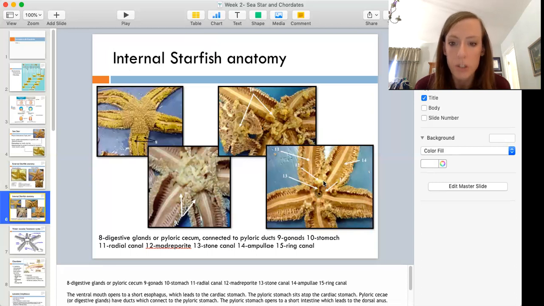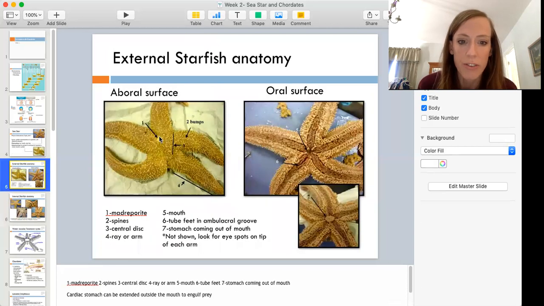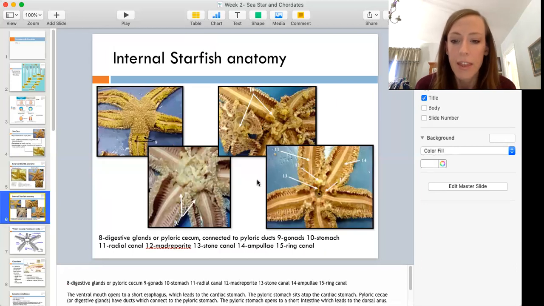The water vascular system we're going to look at on the next slide as well, but I'll mention it so you can see it here. If you remove the stomach and the digestive glands and the gonads, you'll see the madreporite, which we looked at on the last slide as well. That's the entrance to the water vascular system. It is connected through a small tube shown here called the stone canal to the ring canal, which runs in a circle, a ring, along the entire central disc there.